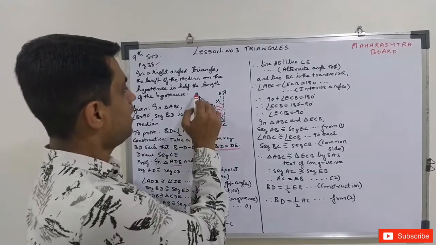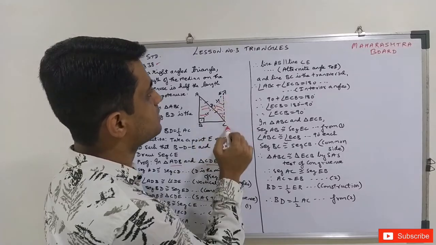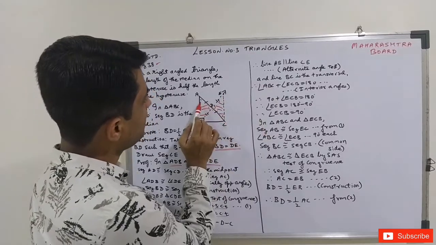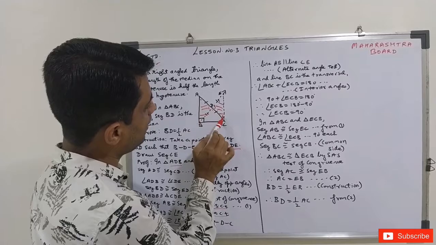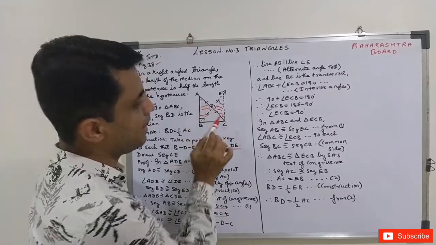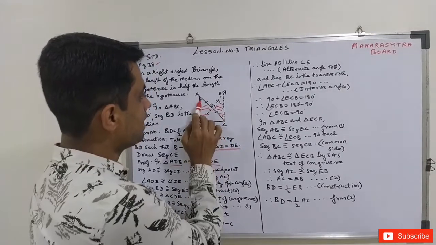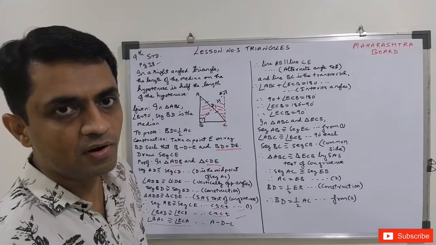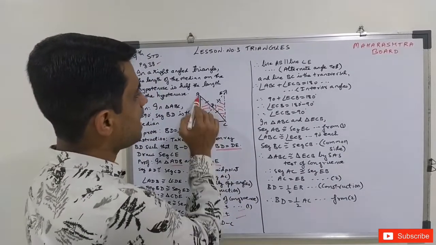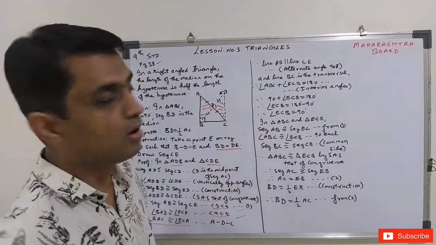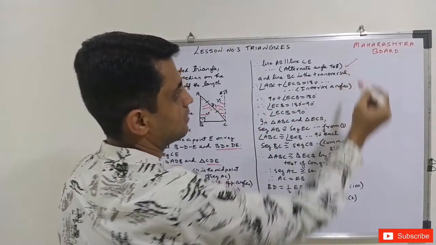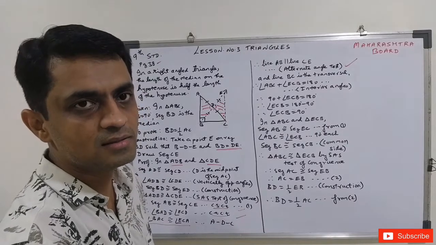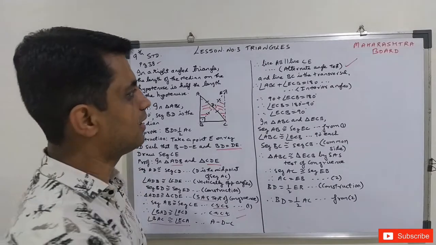Now, AB is parallel to EC, because if you see here, these angles are congruent, as we already proved, and they form alternate angles. That's why these lines are parallel. So it is written alternate angle test.